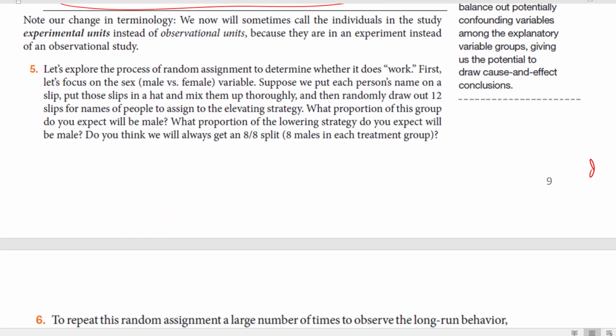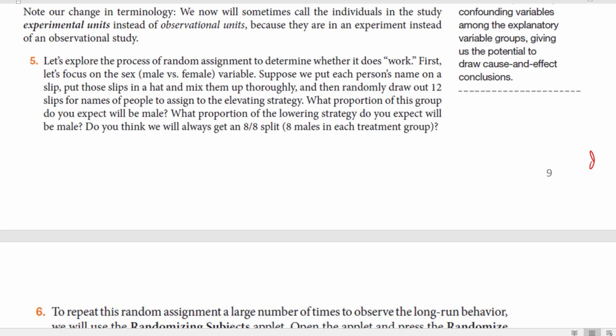So number 5, let's explore that process of random assignment to determine whether it works. First, let's focus on sex, gender, male versus female. So suppose we put each person's name on a slip of paper, we put all the slips in a hat, we mix them up thoroughly, and we draw out 12 slips for the names of the people who are being assigned to the elevating strategy. So notice that's really randomly assigning people to the elevating strategy group. What proportion of this group would we expect to be male?